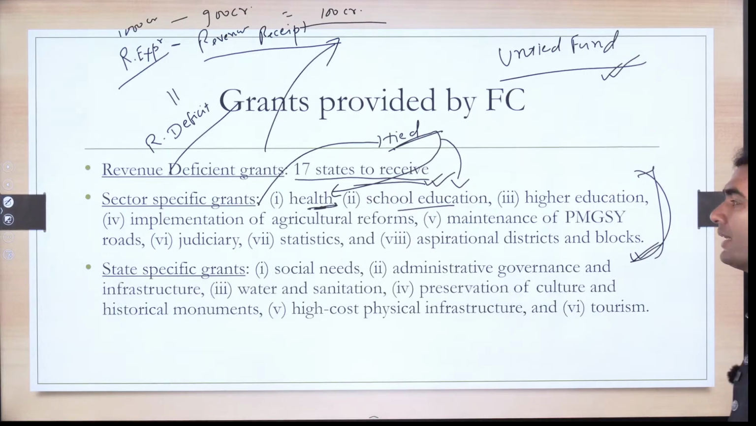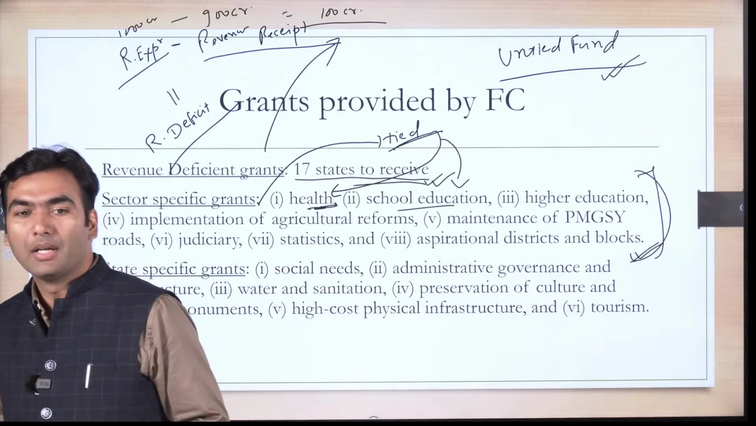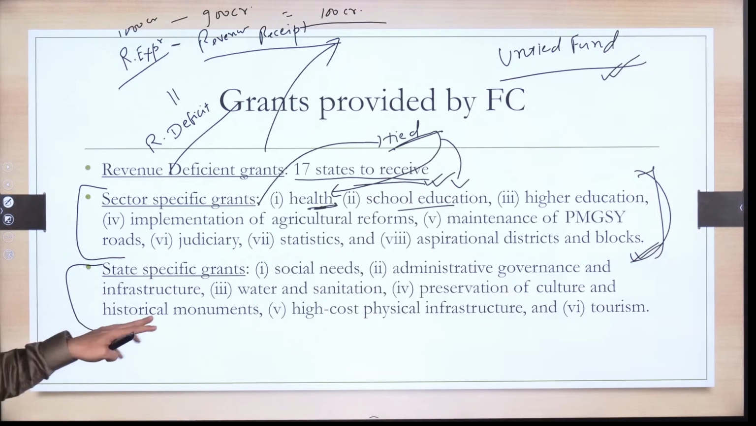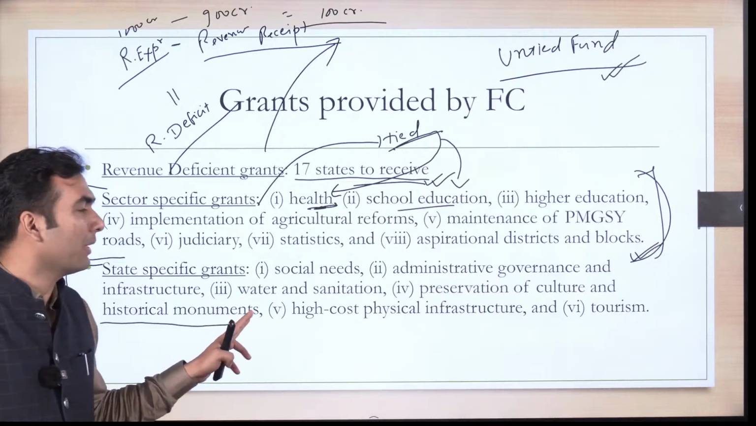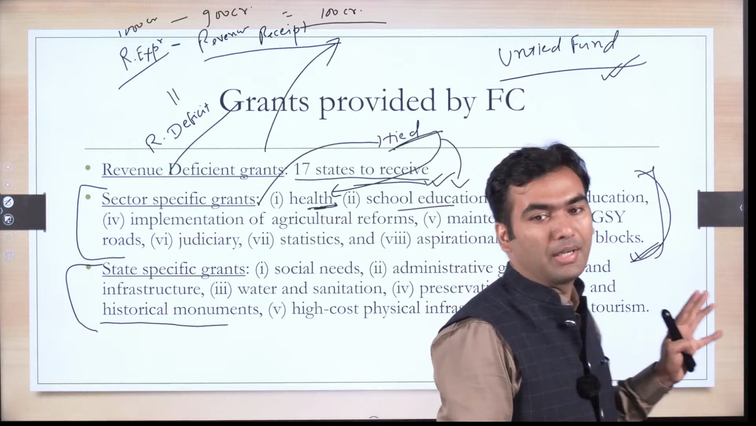Next is a state specific grant. Certain states have also been given some state specific grants. This is the sector specific grant, all the states will get this. Whereas this state specific grant, not all states will get. Okay, for example for preservation of culture and historical monuments. So depending upon which states have this need, only those states will get them.